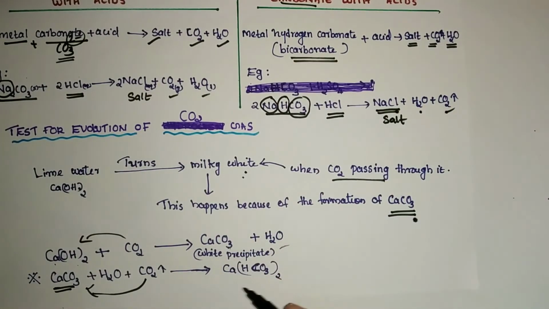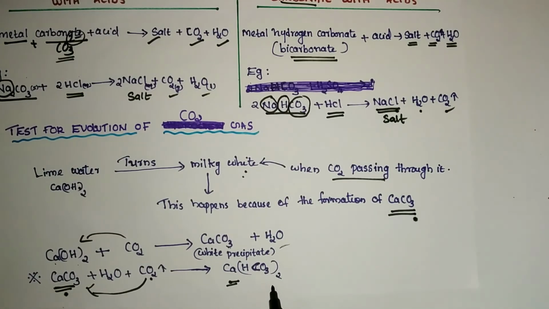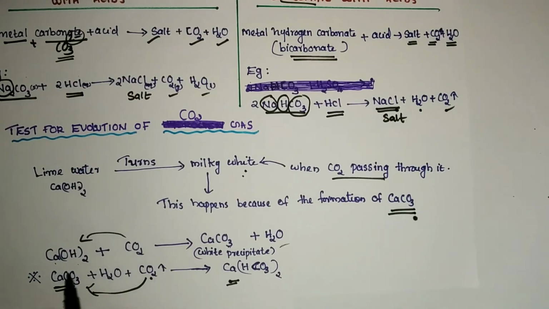If you keep passing excess carbon dioxide through this lime water, the carbon dioxide starts reacting with the white precipitate calcium carbonate, and it forms Ca(HCO3)2, calcium bicarbonate. If it forms calcium bicarbonate, the white color disappears when you add excess carbon dioxide through lime water.